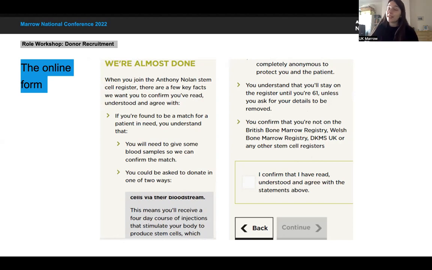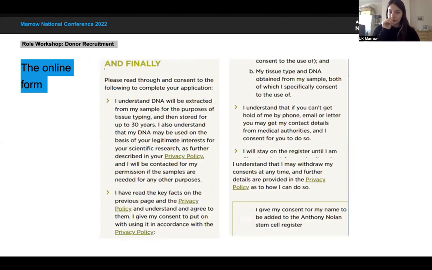Something we've not spoken about yet is that you only need to sign up to one of the stem cell registers. So if somebody's already signed up with DKMS or the British Bone Marrow Registry, or even a register from another country, so maybe they're already signed up in their home country, all these registers talk to each other, so they only need to be on one register. And actually, if they sign up with multiple registers, it can just cause more confusion and complicate things. So if they're already on a register, they don't need to sign up with us again. And then they just agree to our privacy policy.